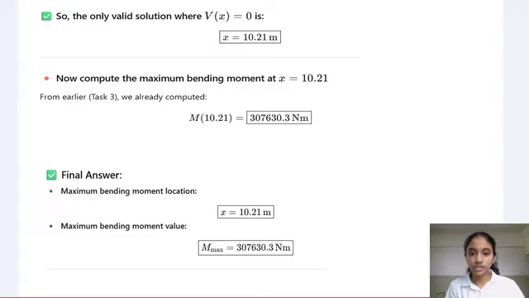Then we get the bending moment as 307,630.3 Newton per meter. From this, we get the maximum bending moment location. The maximum bending location is 10.21 meters, and the maximum bending moment value is 307,630.3.